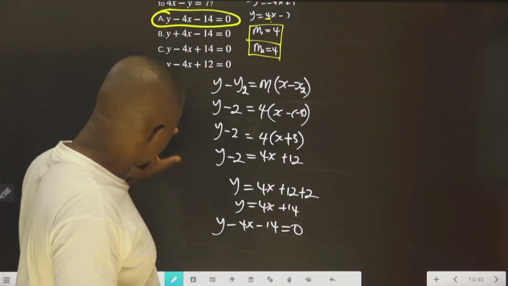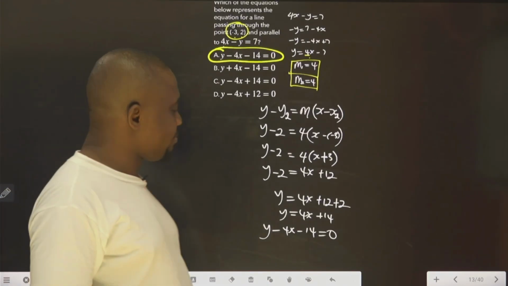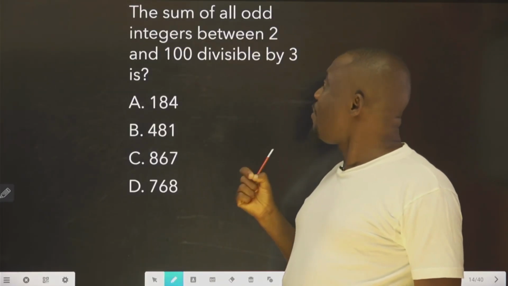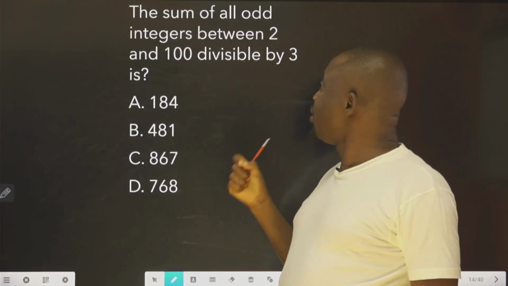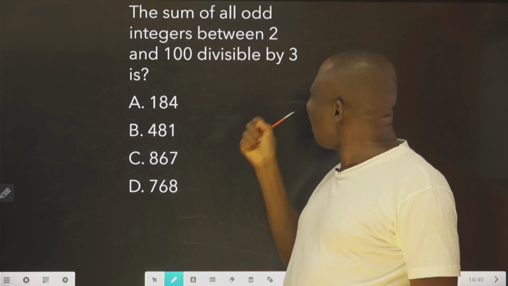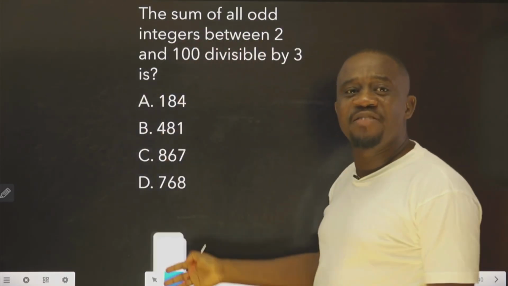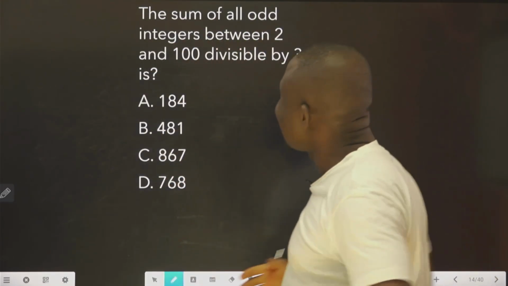Okay, the first one is the answer. Let's look at this. It says the sum of all odd integers between 2 and 100 divisible by 3 is what? So how do we solve this?